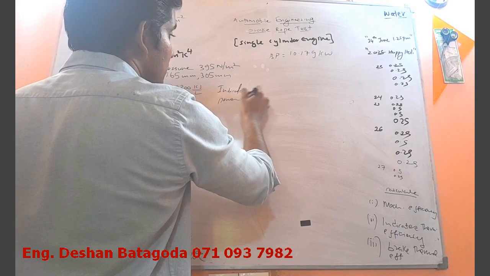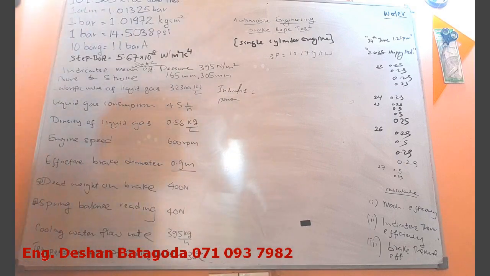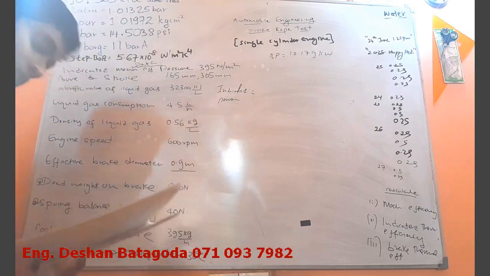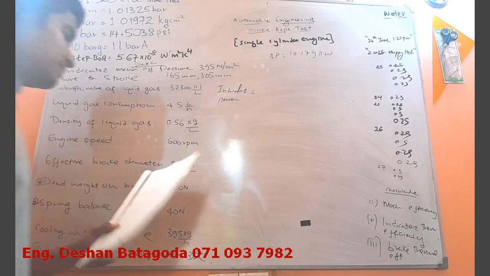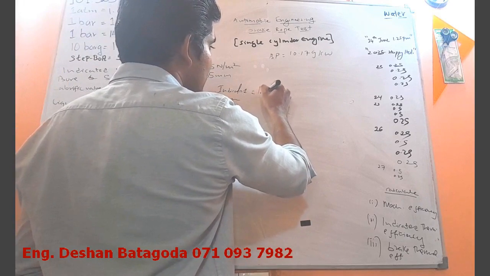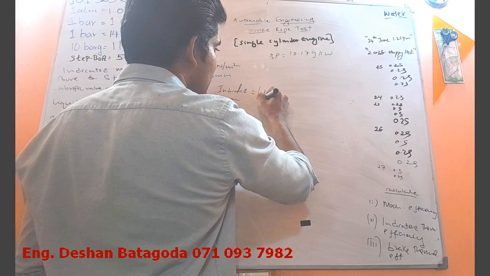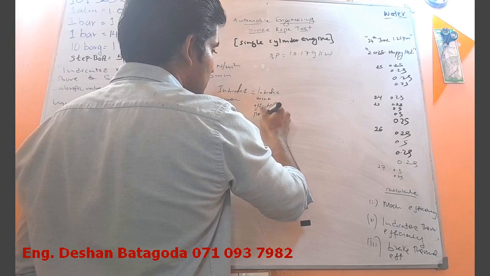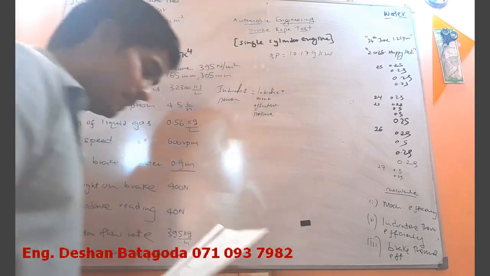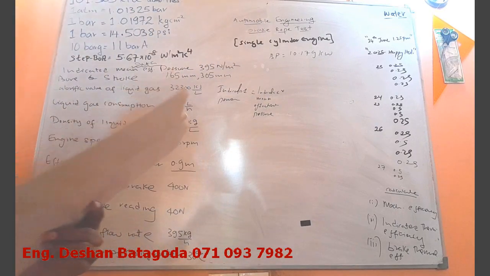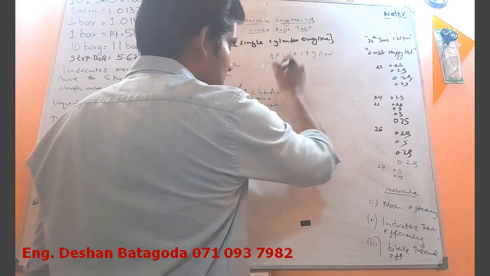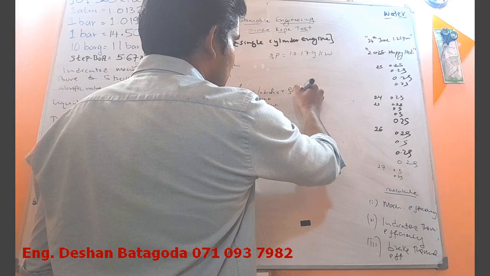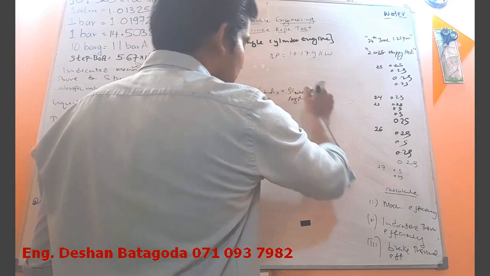Indicated power. So when you are going to consider an equation, you have to know the meaning also, not only the terms but even the meaning. So what is indicated power? That equals indicated mean effective pressure multiplied by stroke length S, let's write it, stroke length.